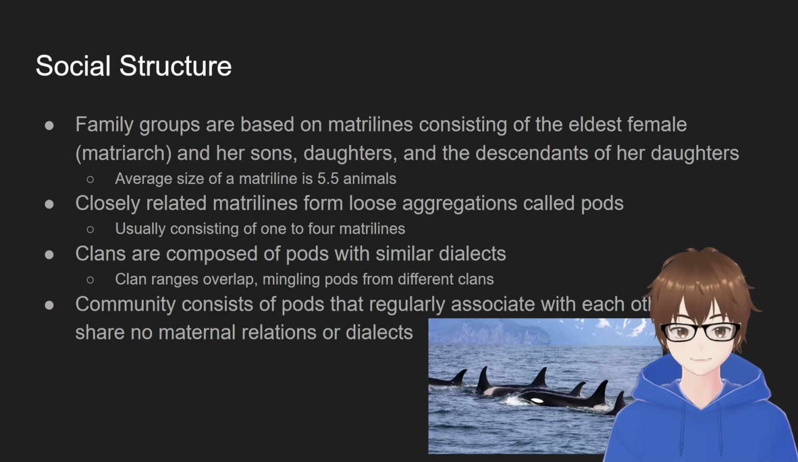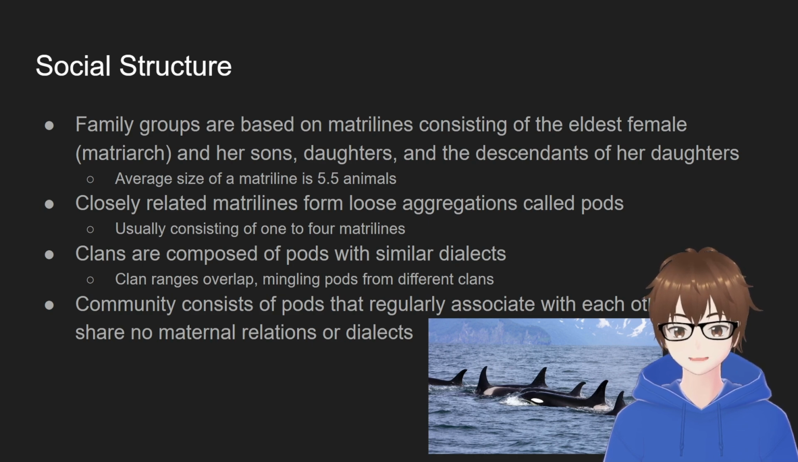So this will go into their social structure. Pretty much we'll go from the smallest groups up to the biggest group. The smallest one we'll go over is the family groups, which are based on matrilines, or the matriarchs. It consists of the eldest female, and then her sons, and then her daughters, and then the descendants of her daughters. The average size of these groups is about 5.5 mammals, so somewhere between 5 and 6 animals in there. And then closely related matrilines form loose aggregations called pods.